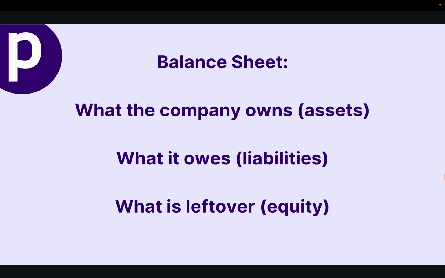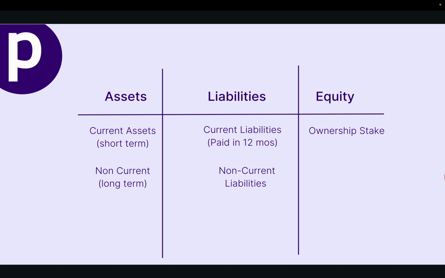A balance sheet consists of what the company owns, its assets, what it owes, its liabilities, and what is left over for ownership, its equity. Assets are resources that a company owns and can use to generate income. There are two categories of assets: current assets, which are liquid assets, and non-current assets, which can't very quickly be flipped to cold hard cash.